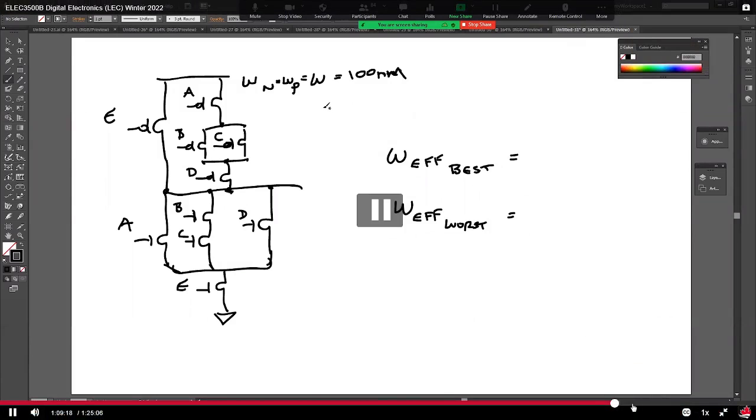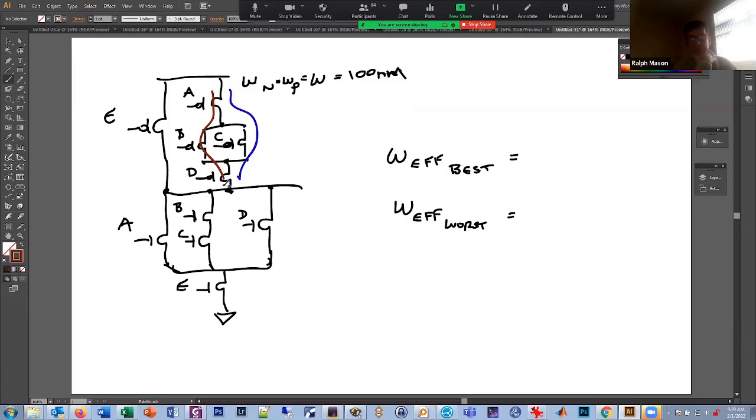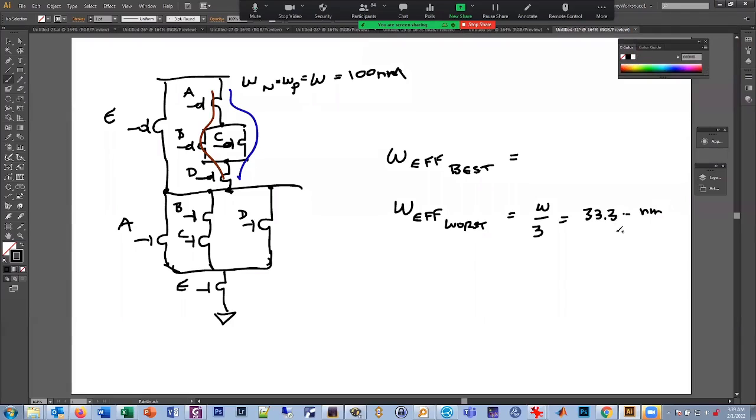Do you want B and C in parallel? Yeah, it could be either one of these paths. It could be this path here, or it could be this path here. But either of those two paths have three transistors in series. And so W effective will be equal to W over 3, which will be equal to what? 33.333 nanometers. And it'll be in the P's, right? The N's only have, worst case, 2, the P's have 3.